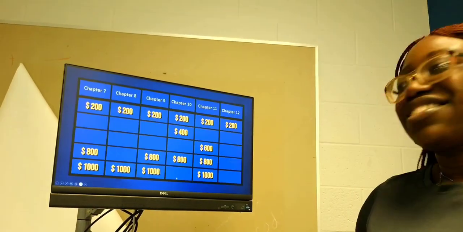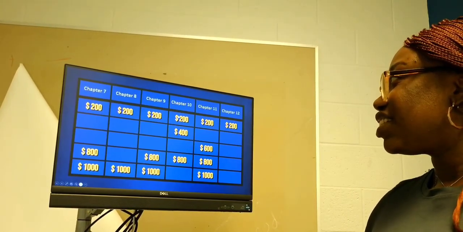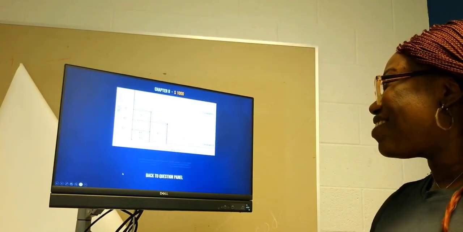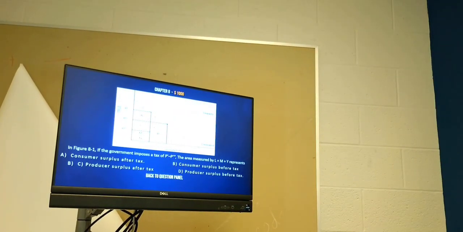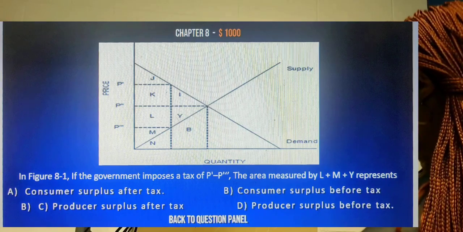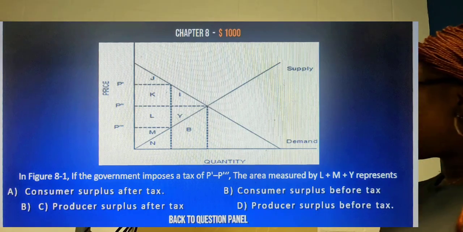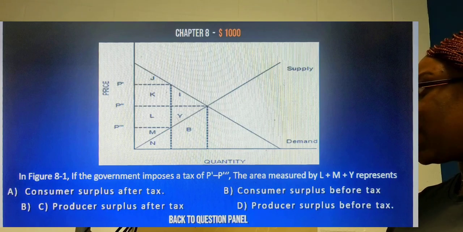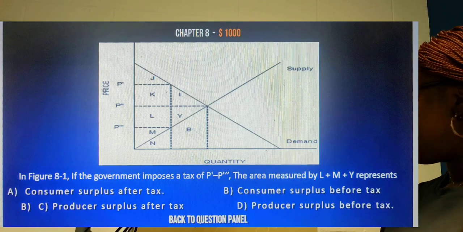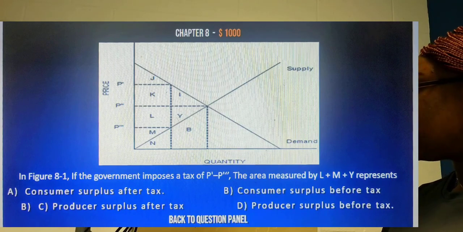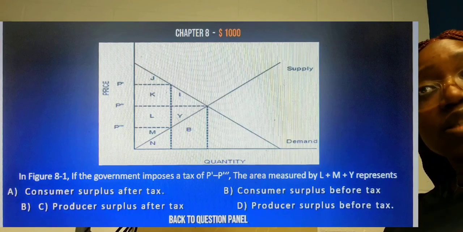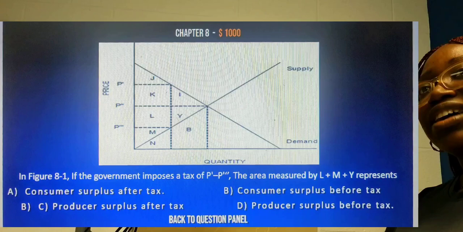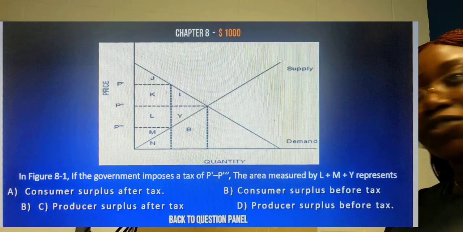Group 1. Chapter 8, 1,000. All right. If the government imposes a tax of that amount, the area measured by LMY represents what? Producer surplus. Yes, producer surplus before tax. What is going to be producer surplus after tax? M. Great job, great job.